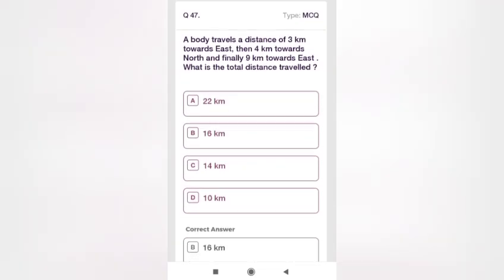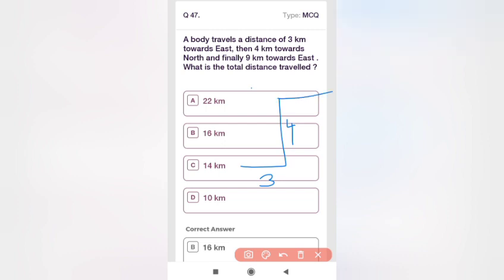Your body travels a distance of 3 kilometer towards east, this is the east, and then 4 kilometer towards north. This is 4 kilometer and this is 3 kilometer. And finally, towards east, this is 9 kilometer. We need to find the total distance. Total distance means you add all these: 9 plus 4 is 13, 13 plus 3 is 16. 16 kilometer. Option B is the correct answer.